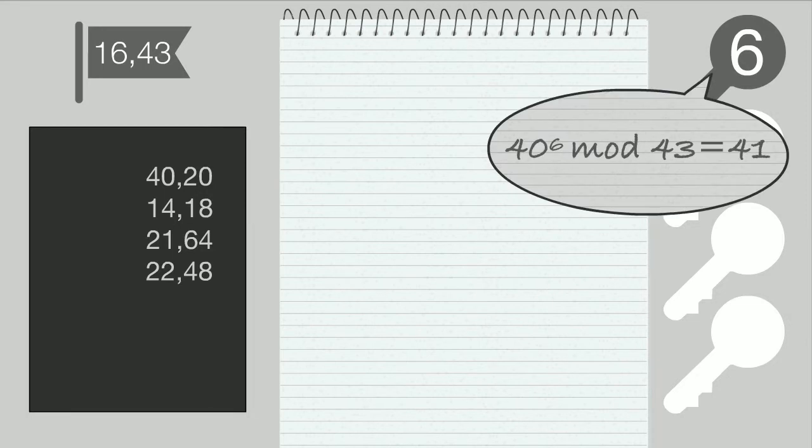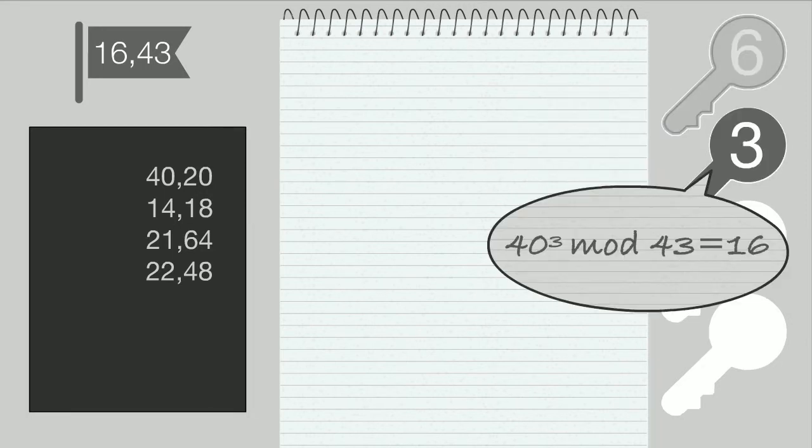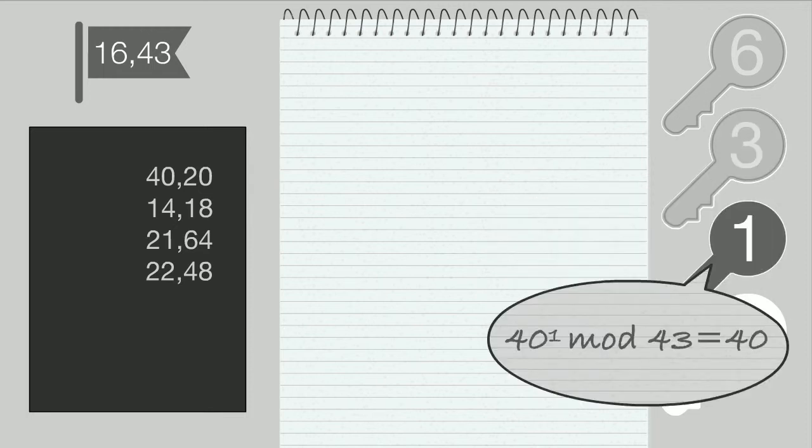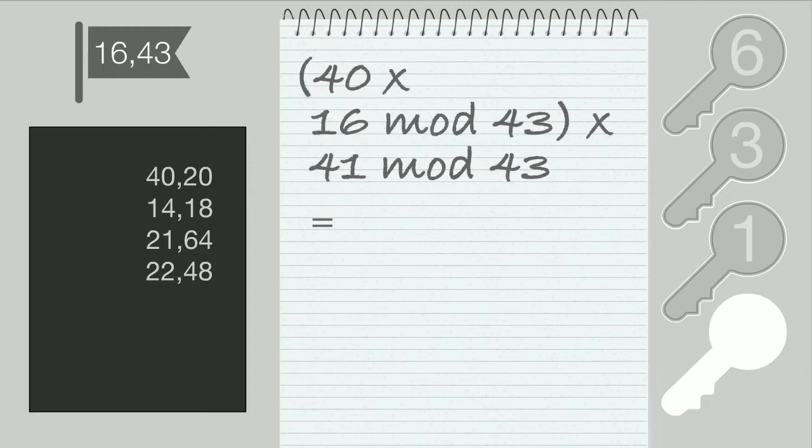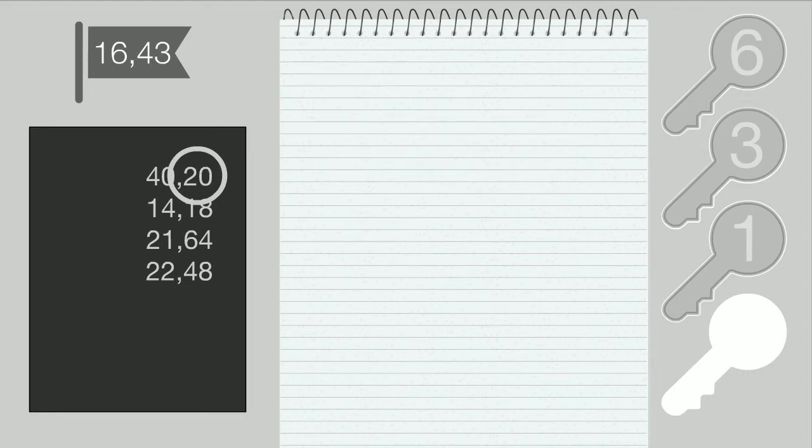We need at least 3 key holders. The other 2 key holders do the same with their keys. So we have 3 values, 41, 16, and 21. Now we combine them. That's our combined decryption. Now we get the secret and use it.